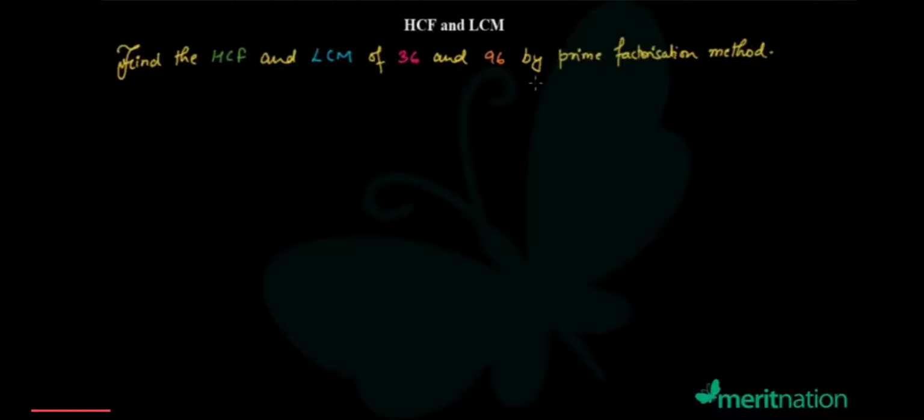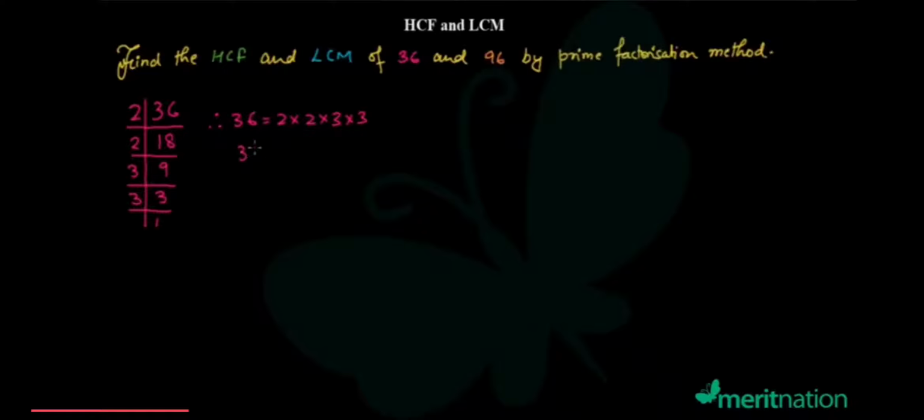For this, we need to prime factorize the given numbers 36 as well as 96. So let's prime factorize 36. We'll stretch a bar out here. We'll divide it by the lowest prime number, which is 2, because it's divisible by 2. We'll get 18. We'll again divide it by 2 because 18 is again divisible by 2. We'll get 9. 9 is divisible by 3, so we'll divide it by 3. We'll get 3, which is further divisible by 3. We'll get 1. Therefore, we can write 36 as 2 times 2 times 3 times 3, or we can write this as 2 squared times 3 squared.